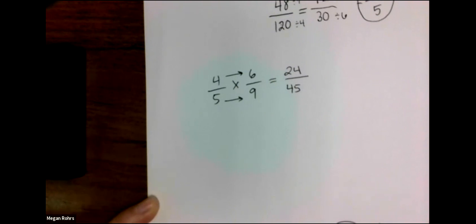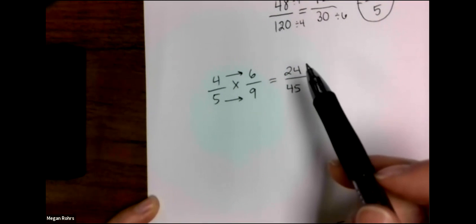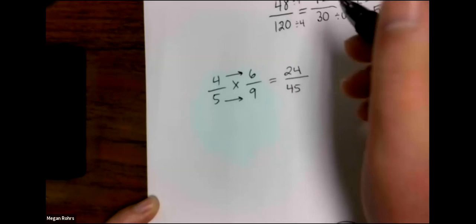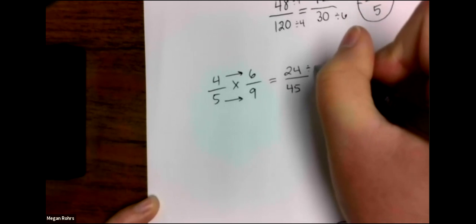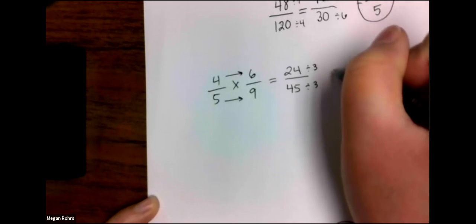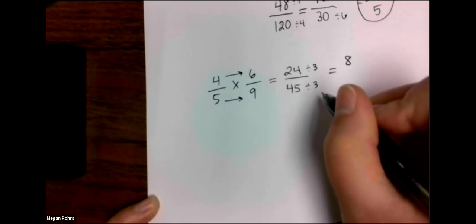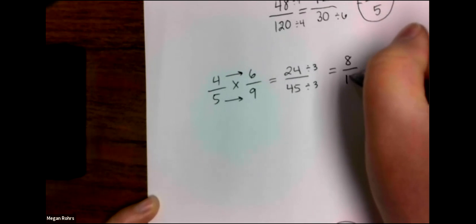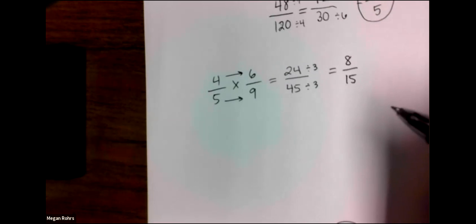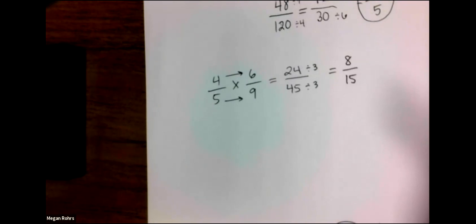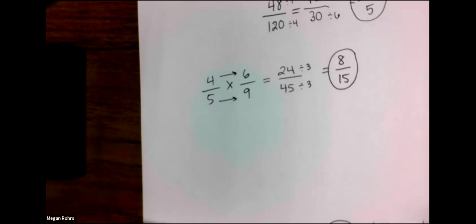Now, can these numbers be reduced? Looks like I know they can at least both be divisible by 3. So 24 divided by 3 gives us 8, and 45 divided by 3 gives us 15. Now, I don't think there's a number that will go in evenly to both of these numbers, so that is where we'll have to end. That would be our proper fraction there.